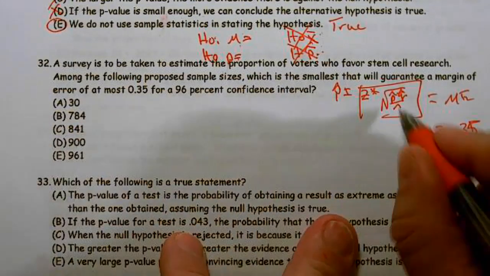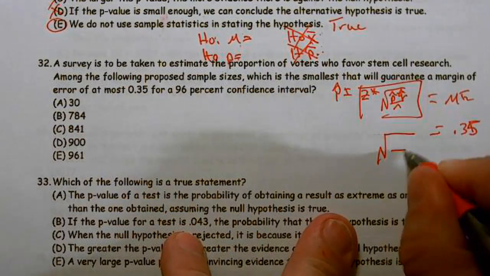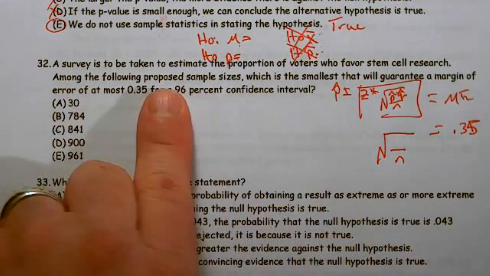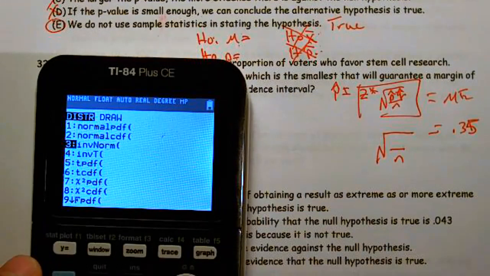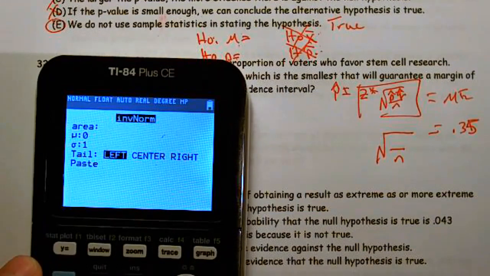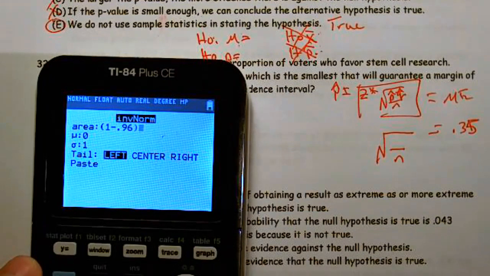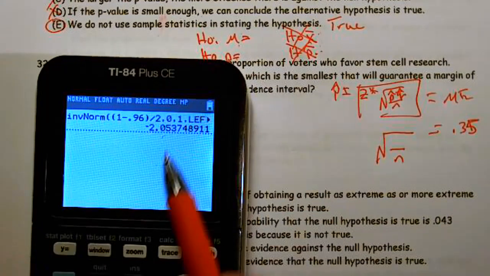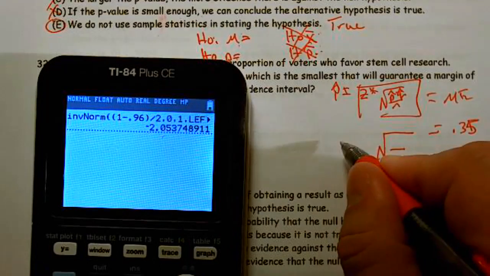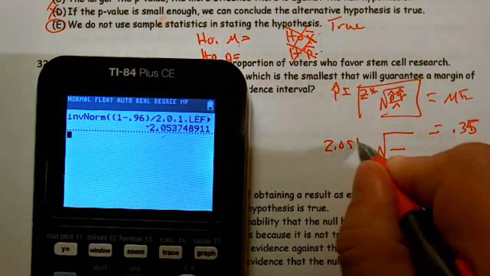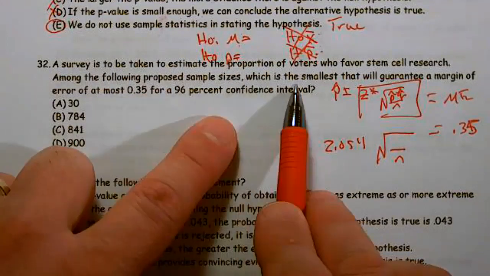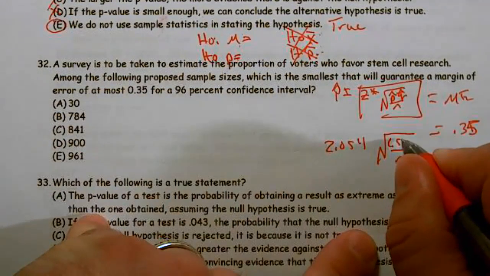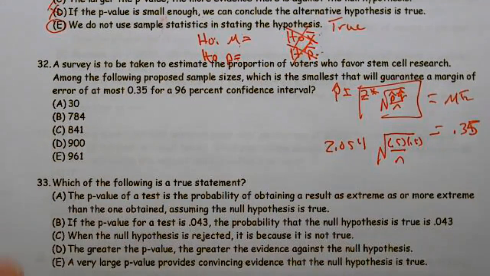So margin of error 0.35. We're looking for n. We need to do our z star. Second VARS, inverse norm, parenthesis, 1 minus 0.96, close parenthesis, divided by 2. That gives 2.053 or 2.054. They do not give me a p, they didn't give me a p hat. When they don't, I use 0.5 because that's the worst case.